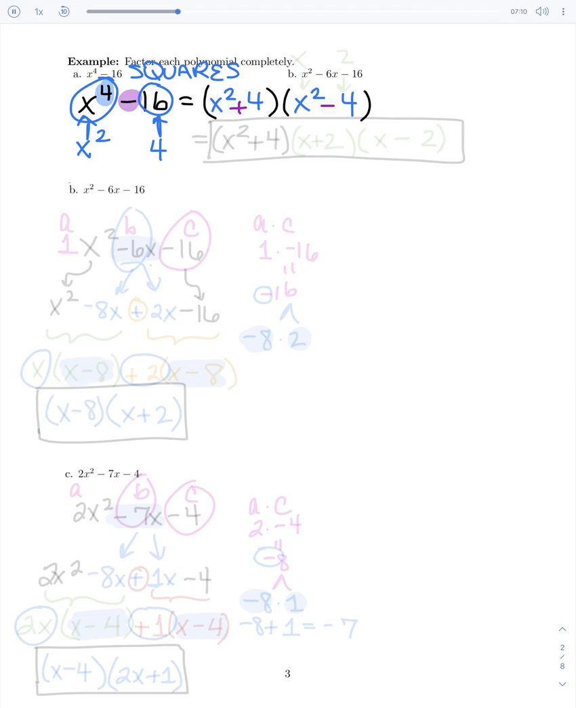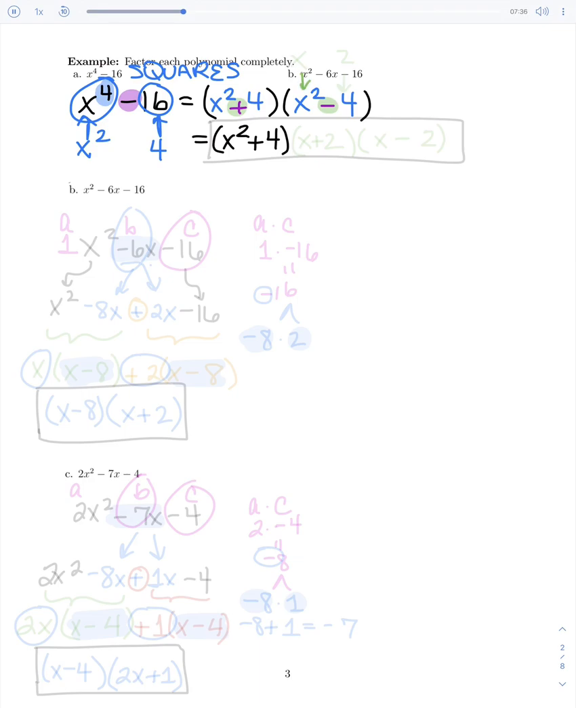However, we're not done. Notice we still have squares: x squared, and 4 is 2 squared. Because we said you can't do anything with a sum of squares, that first piece will stay the same. It will stay as x squared plus 4. You can't break that down again. But we said you can break down a difference of 2 squares, so we're going to have to break down that last one more time.